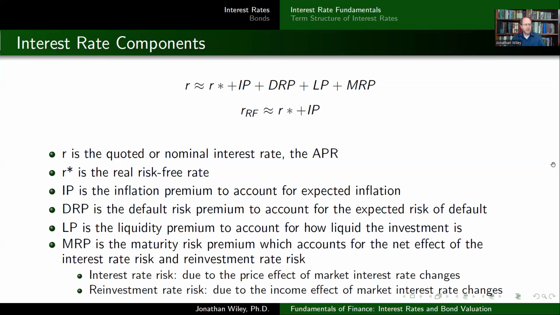All right, so now we're going to make the world a little bit less perfect in my little example, and incorporate the possibility that the borrower may not repay the lender, and that's where we get the idea of the default risk premium.